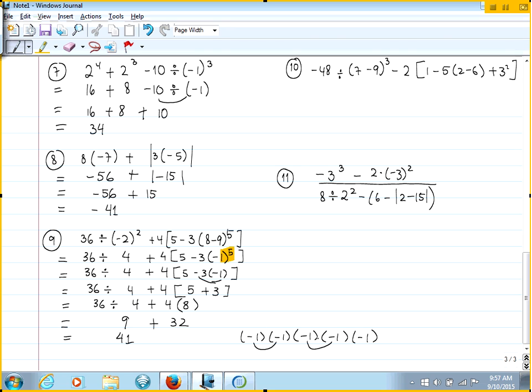So if you have odd, these are odd. 1, 2, 3, 4, 5. 5 products of negative numbers, it's going to be negative because it's odd. If it's even, if this is raised to the 4th, then it is positive. Yeah, good. So Caesar, what was your question?